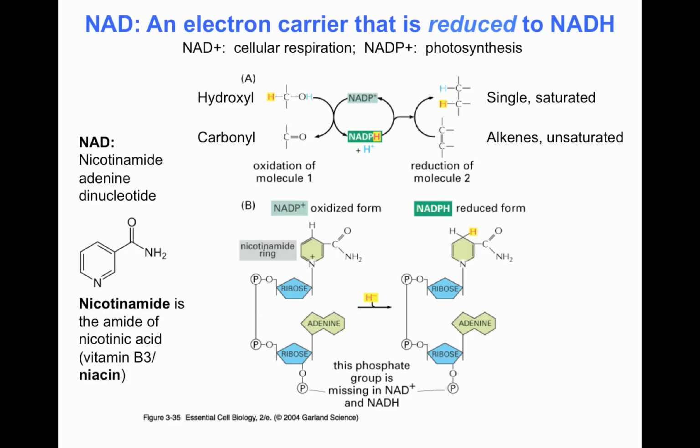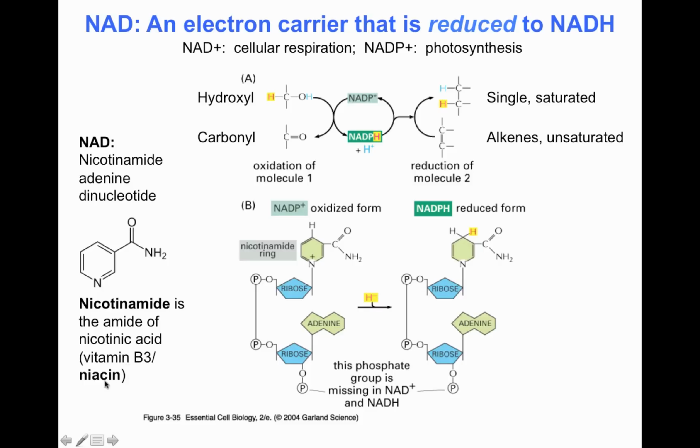Another activated electron carrier is NAD, and NAD is going to be reduced to NADH. NAD is nicotinamide adenine dinucleotide. Like FAD, it has kind of the same structure. You have a nucleotide, adenosine with 2 phosphates, and that is put together with another nucleotide which has a nicotinamide ring. Nicotinamide, here shown on the left, is the amide form of nicotinic acid, which is vitamin B3, also known as niacin.